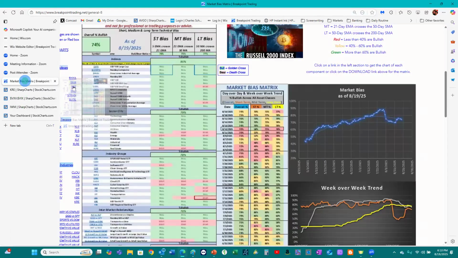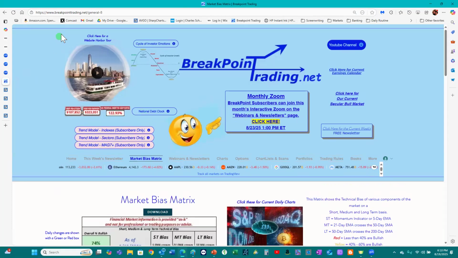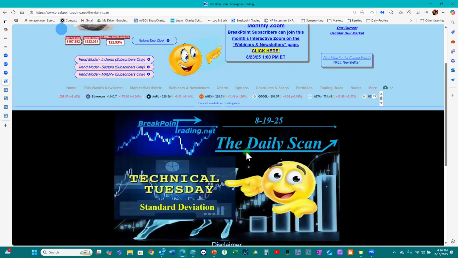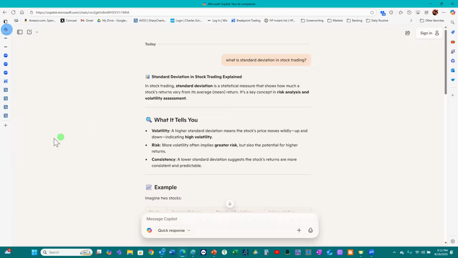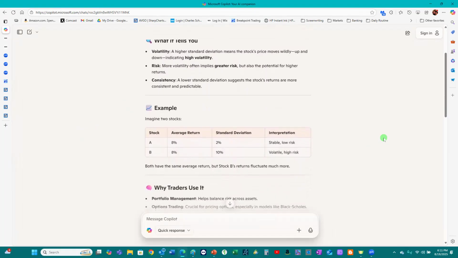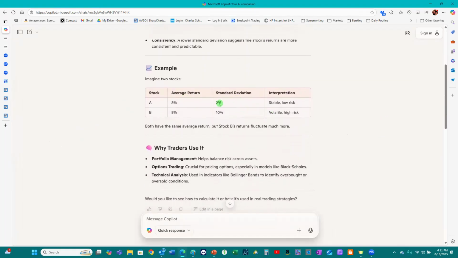All right, let's go talk about today's Technical Tuesday standard deviation. So what is standard deviation? First, let's get a definition as it relates to stock trading. Standard deviation is a statistical measurement that shows how much a stock's returns vary from its mean. So it shows volatility. High deviation means high volatility. It shows risk. So more volatility means greater risk. This gives you an example right here: a standard deviation of 2% versus a higher one, if the average return is 8%. One is stable with low risk, and high standard deviation is high risk.